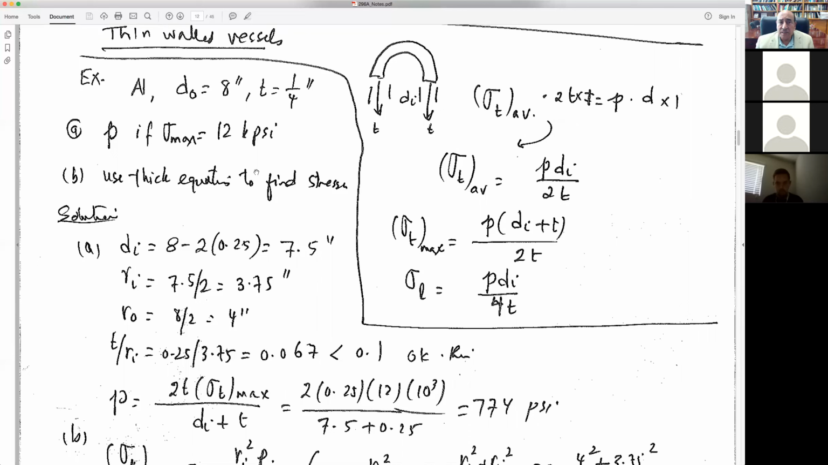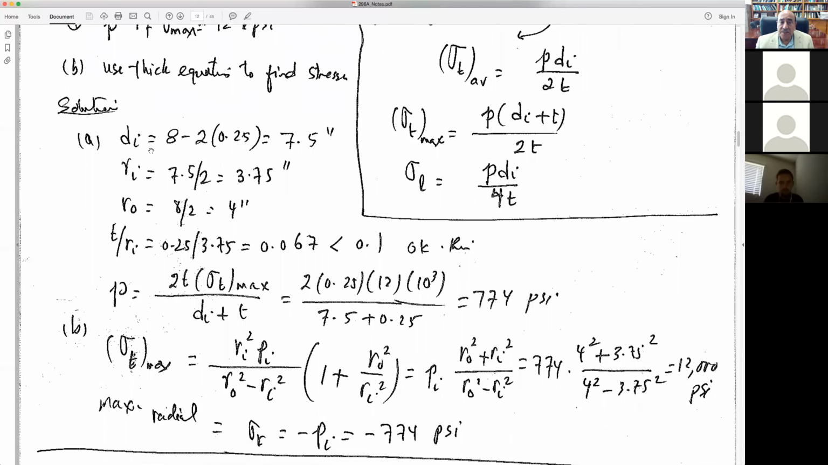So there's a problem here that we have an aluminum tube with outer diameter 8 inches, t is equal to 1/4. So the ratio of t over D is 1/32, which means that it's a very good candidate for using the thin tube approximation. And if the maximum stress is 12 KSI, we want to know what is P, and then we want to compare that to using the thick cylinder equations.